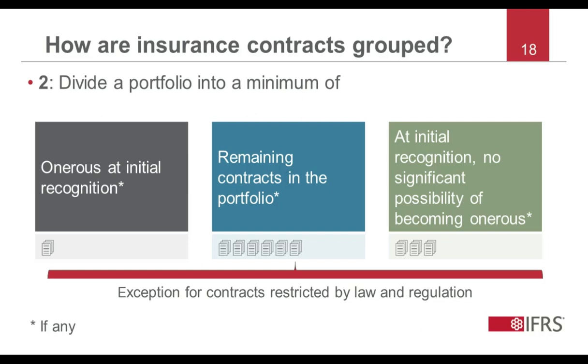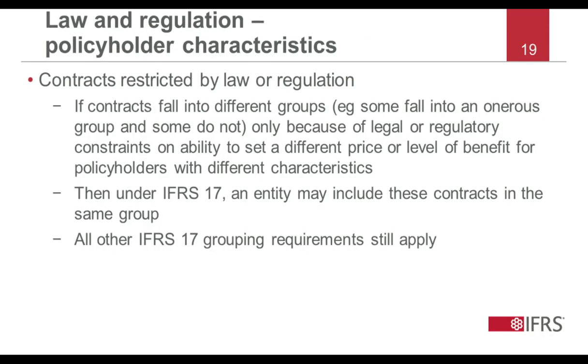We have been discussing how an entity would need to assess and divide contracts belonging to a portfolio into 1 to 3 groups as illustrated in this slide. There is an exception to this requirement when contracts within a portfolio would fall into groups only because of restrictions in law and regulation. We explain this further in the next slide.